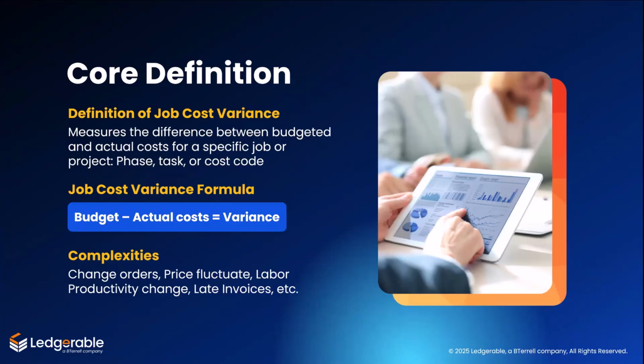Change orders happen. Material price rises. Crews work faster or slower than expectation, and invoices don't always arrive in the order that work gets done. We need to know at a detailed level which cost codes are drifting from budget, how much we have committed but not yet spent, and what's forecasted for the rest of the job.